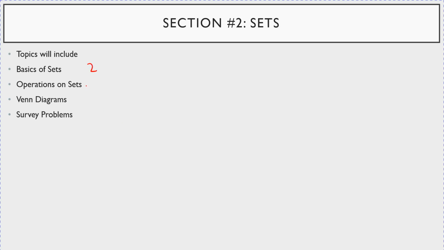And I'll be forthcoming here. This is not the most fun, but it does allow us to start then talking about things called Venn diagrams and doing survey problems. And I personally think these are a ton of fun. So the basics and the operations of sets are also the easiest parts. That might be why they're not so fun. It's very, very routine. But then when we get into Venn diagrams and survey problems, those are really a lot of fun.